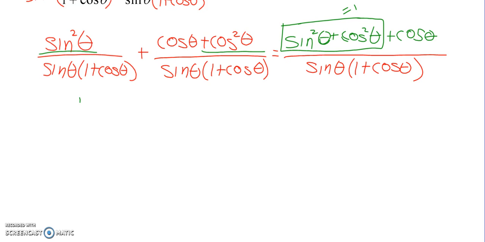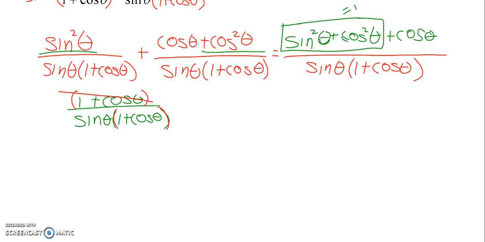So here we go. 1 plus cosine theta is now the top of that fraction, because all the sine squared plus cosine squared we know is equal to 1. The bottom is sine theta, parentheses, 1 plus cosine theta. So on the top I have a 1 plus cosine theta. On the bottom I have a 1 plus cosine theta. Those are able to be canceled out. And what I can simplify this down to is 1 over sine theta.